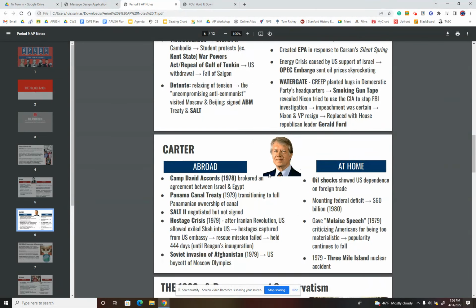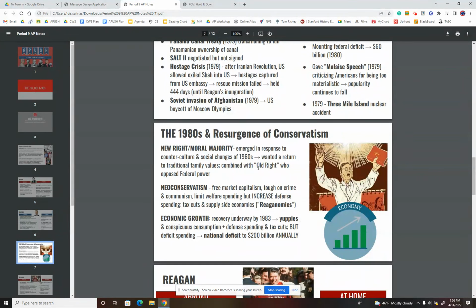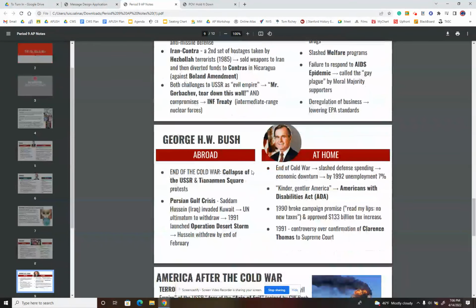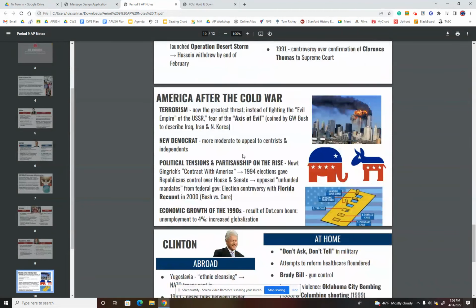Same applies here for Jimmy Carter. And then we break it down to conservatism, the resurgence of it, sort of what are the focuses and what drives that, concepts. Then we break down Reagan's administration, again, keeping the same thing, foreign and domestically. George W. Bush, same thing. I'm sorry, George H.W. Bush, same thing, abroad and at home. Focus on terrorism, the war on terror, political shifts, depending on the electorate.